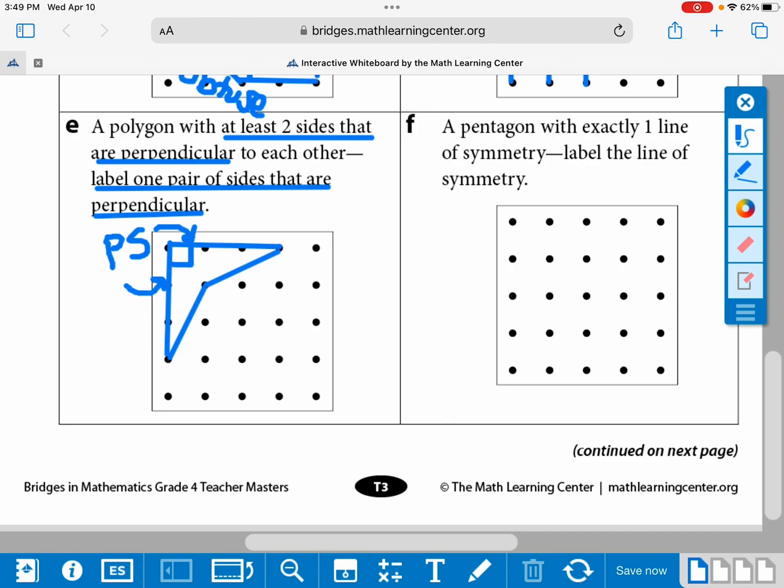For our next one, a pentagon, which is a five-sided figure that has exactly one line of symmetry. So I'm going to draw a pentagon that I saw that was very popular.